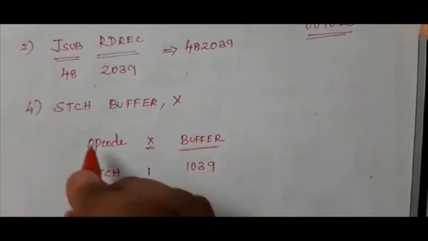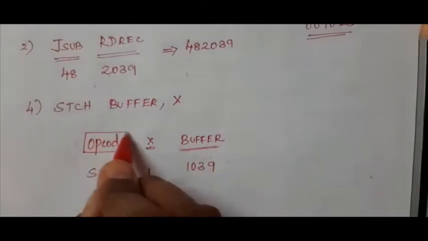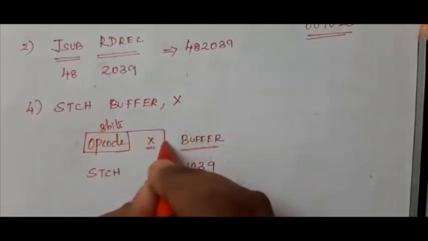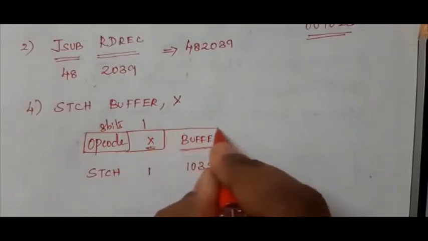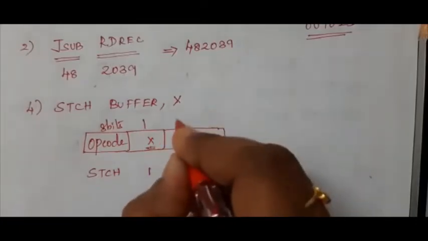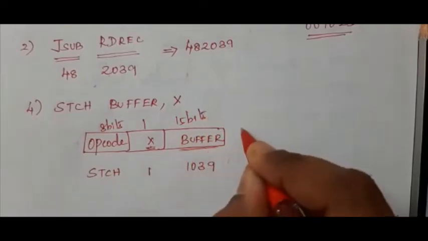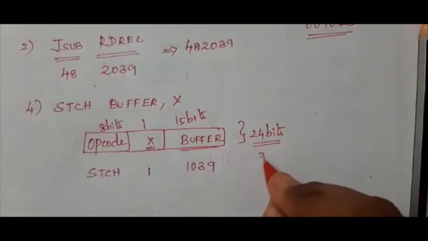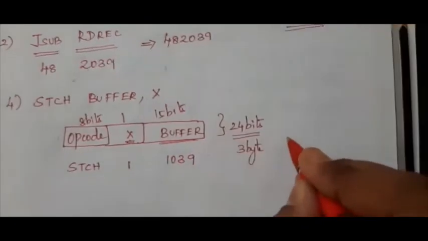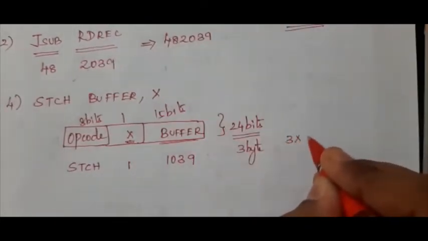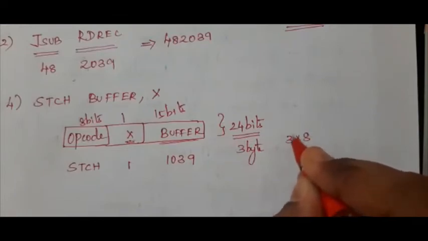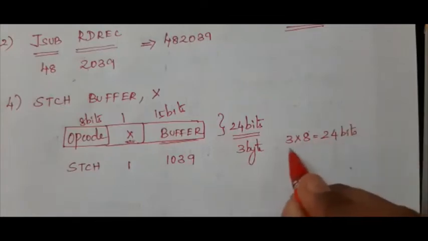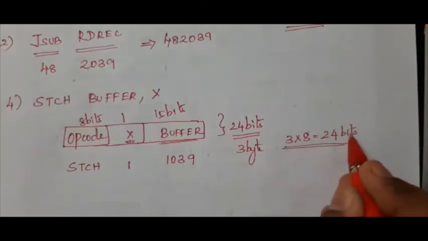1039. Okay, so this opcode occupies 8 bits. Here 1, and this one is 15 bits. Totally it has 24 bits of instruction, which means a 3 byte instruction. 3 into 8 bits is 24 bits. Got it? So it uses totally 24 bits.